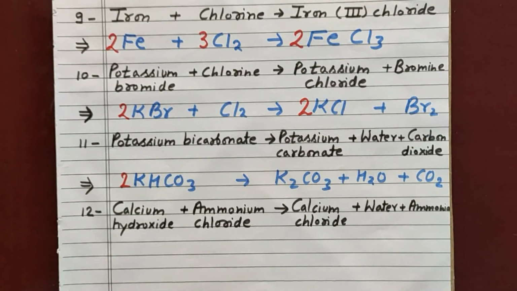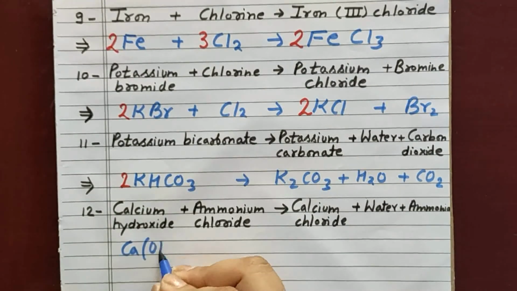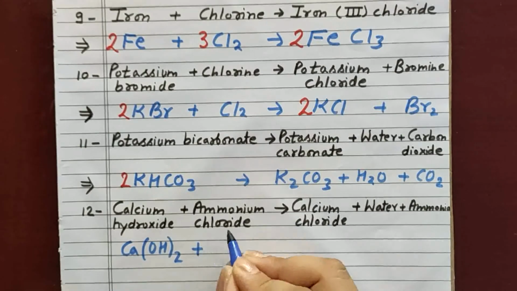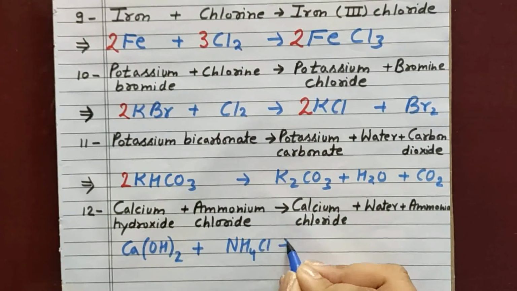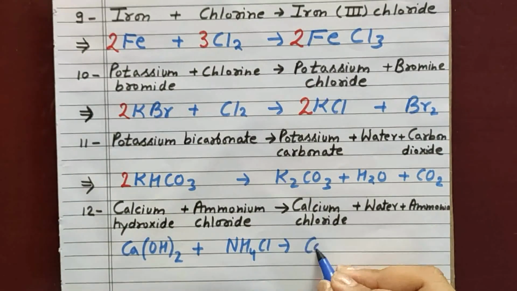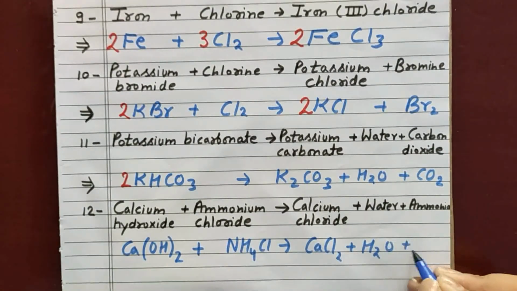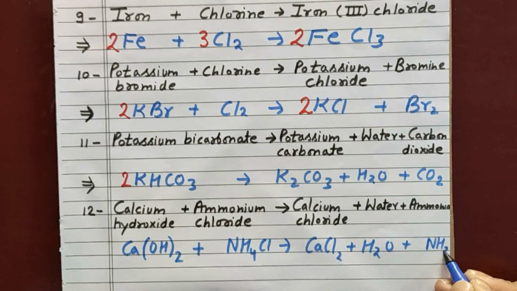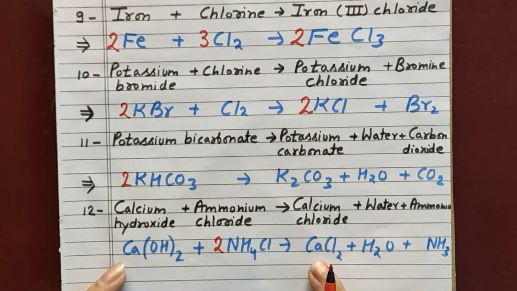So covering the 12th equation, calcium hydroxide, which is Ca(OH)2, plus ammonium chloride, which is NH4Cl, giving out calcium chloride, which is CaCl2, plus water, H2O, plus ammonia, which is NH3. Now here you are having 2 Cl, here only 1. So for balancing that, here we are going to write down 2. Calcium, these are balanced. Cl, balanced now.